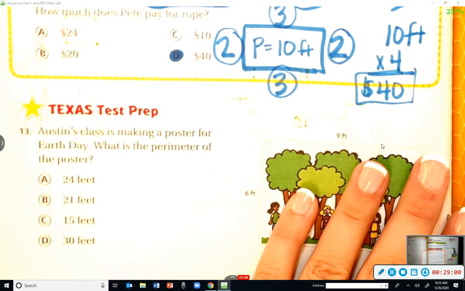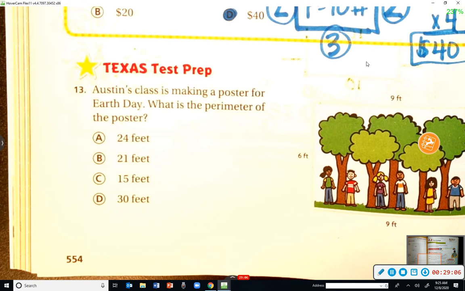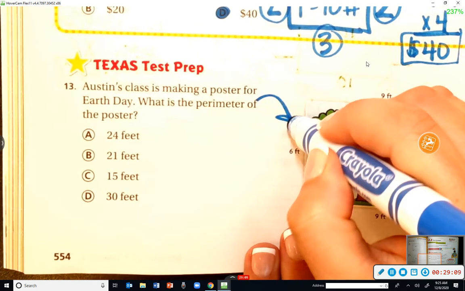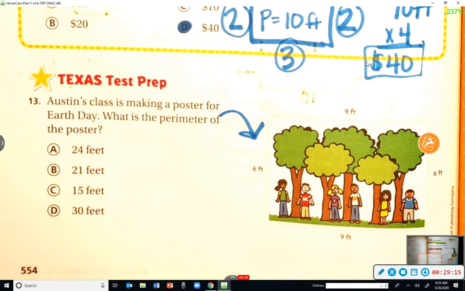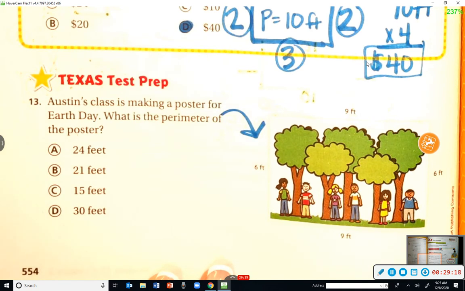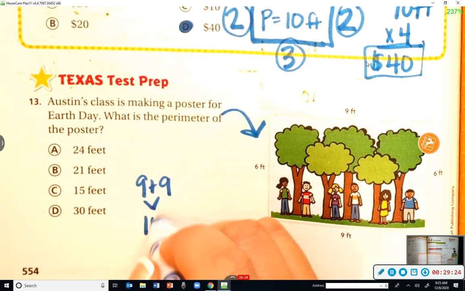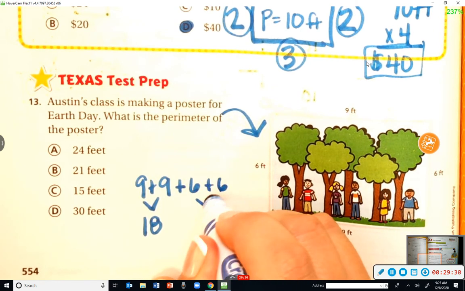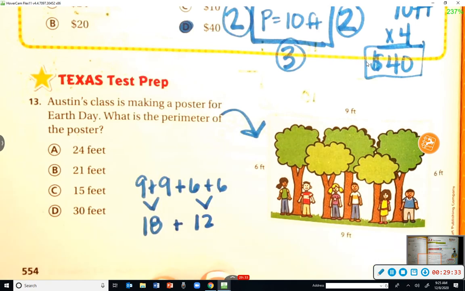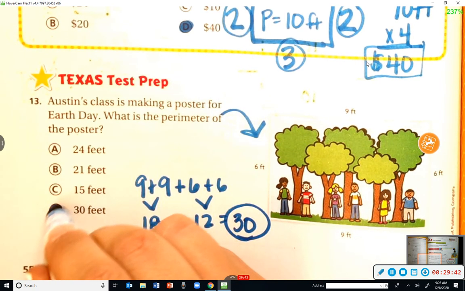Okay, the last one. Austin's class is making a poster for Earth Day. What is the perimeter of the poster? Here's the poster over here. So how do I find the perimeter, Brandon? Then you count the side, 9 plus 9. Equals 18. Good. And what else? 6 plus 6 equals 12. You add 18 and 12, and it equals 30. Very good. 18 and 12 equals 30. So D was the correct answer.